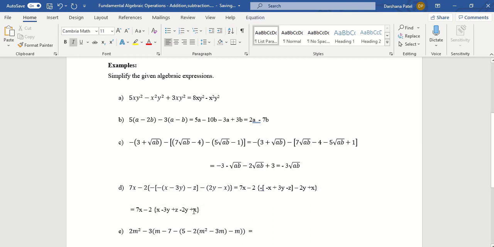Now x plus x will be 2x. So when we take out the bracket, we have 7x. Or let's do one more step. So 7x minus 2, curly bracket, we have 2x minus 3y minus 2y will give us minus 5y plus z, curly bracket complete. And now multiply 2 in, we get 7x minus 4x plus 10y minus 2z, because negative 2 will multiply in, and simplifying this will give us 3x plus 10y minus 2z. Okay, and that will be our final answer.